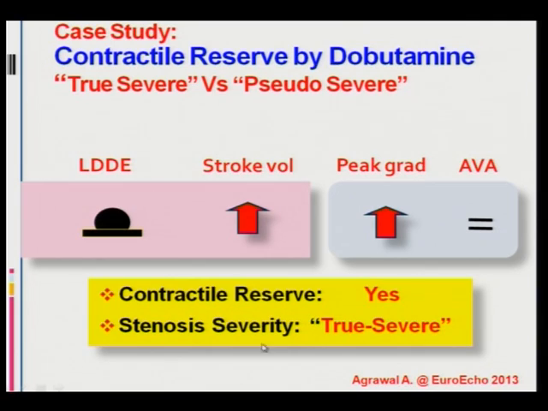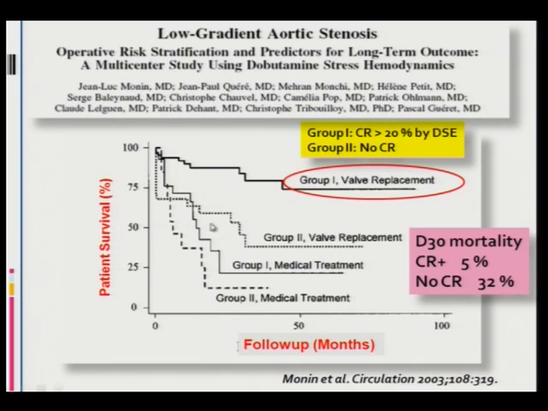So we can classify this patient as true severe aortic stenosis with the presence of contractile reserve. And such a response characterizes a good response to surgery, as seen in the classical paper by Monin et al. People who exhibit this type of response do very well with valve replacement, with a low perioperative mortality and a long-term survival which is quite significant and better than those patients who are subjected to medical treatment.